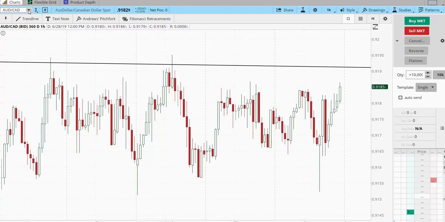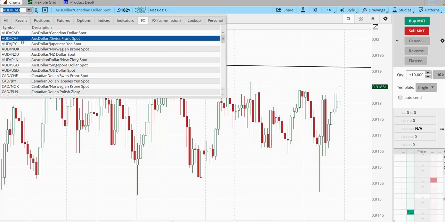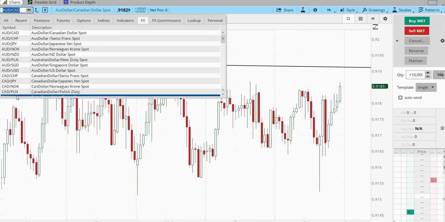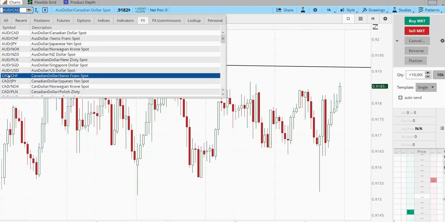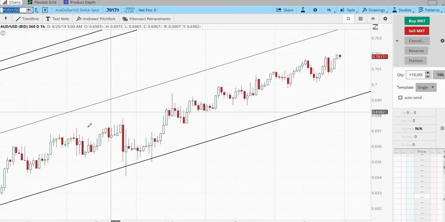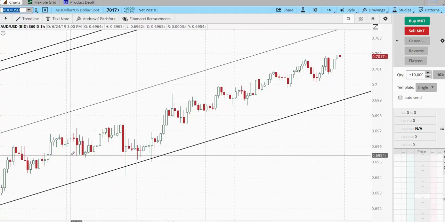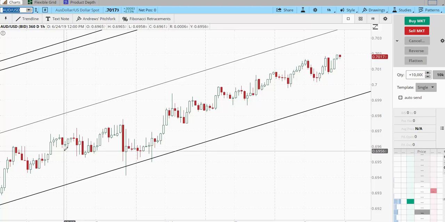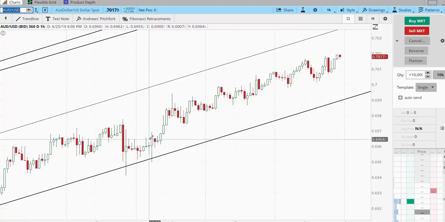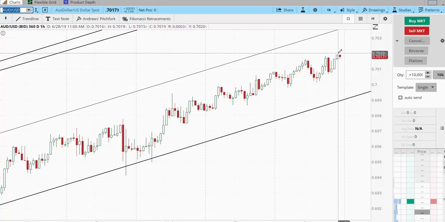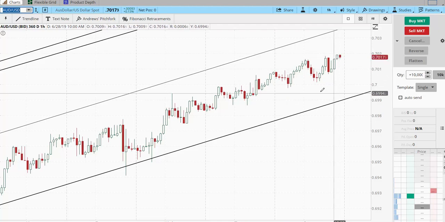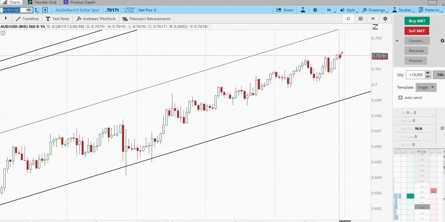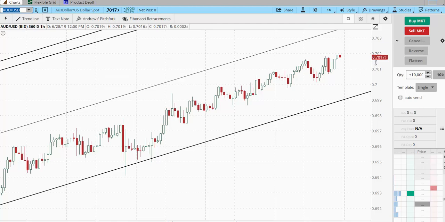Well, if you go to Thinkorswim, you can see all these different pairs, and what does this mean? Well, if you click on this one here, this one is AUD over USD, which means the more the Australian dollar goes up and the US dollar goes down, the more this goes up in numerical value.